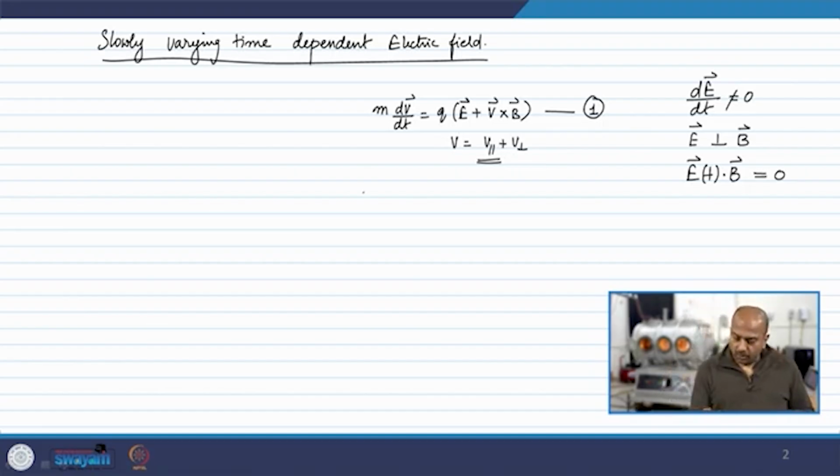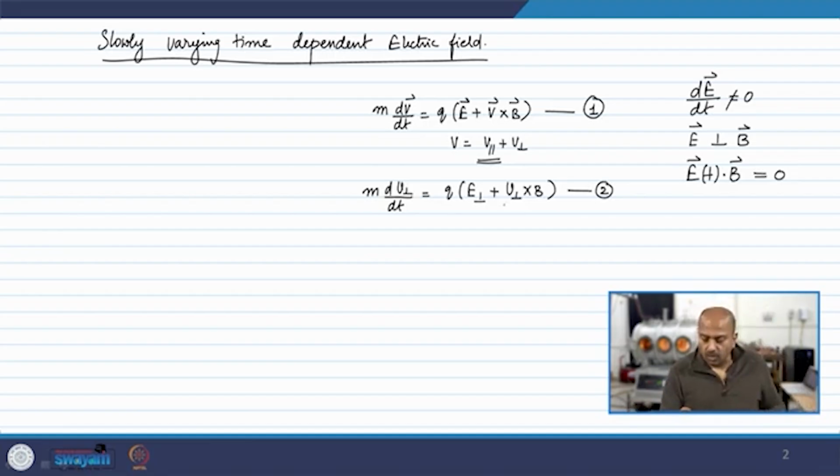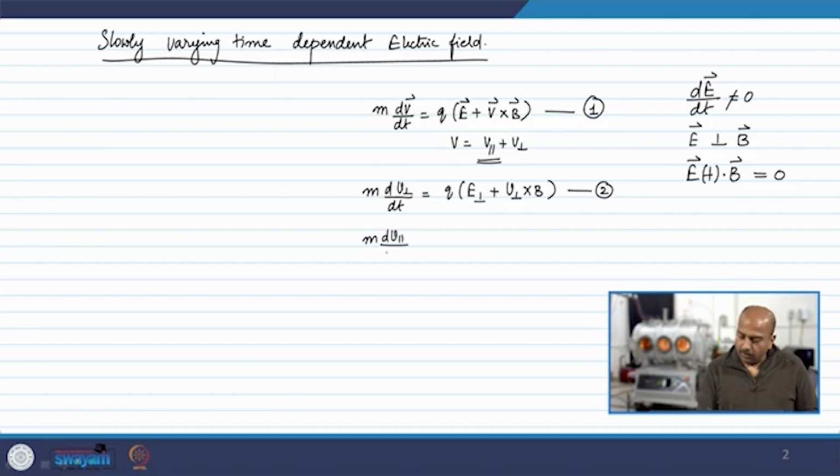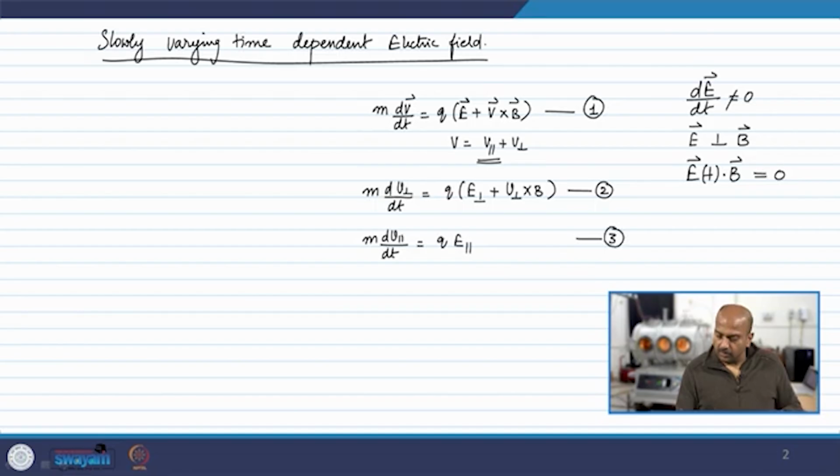So, we have two equations now, m d v perpendicular by dt is equal to q times E perpendicular plus V perpendicular cross B. Let us say we call this equation 2, right. So, the perpendicular component still has this non-zero curl, V cross B is still non-zero, and we have the other equation, the decomposed equation m d V parallel by dt is equal to q times E parallel. Let us say we have this as equation number 3.